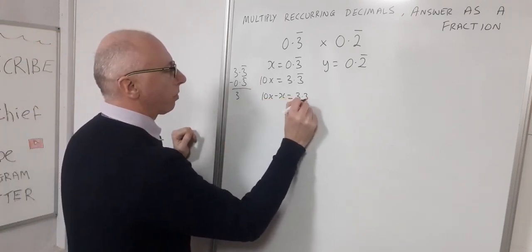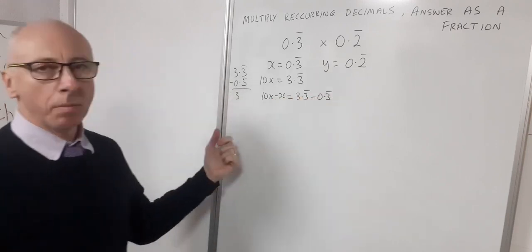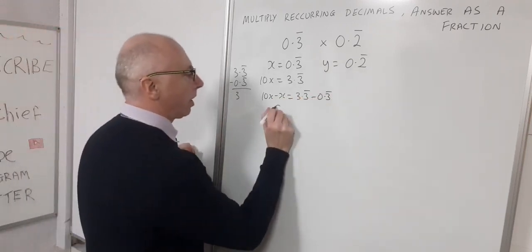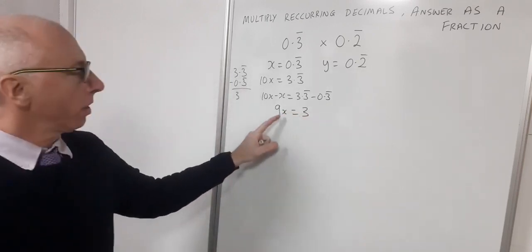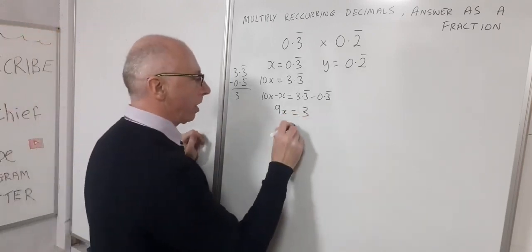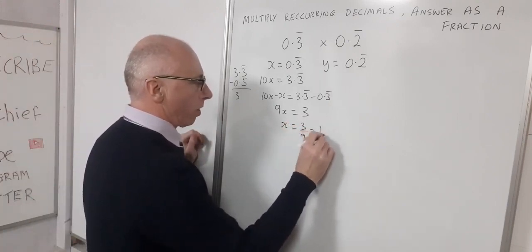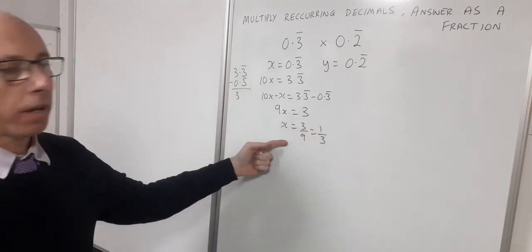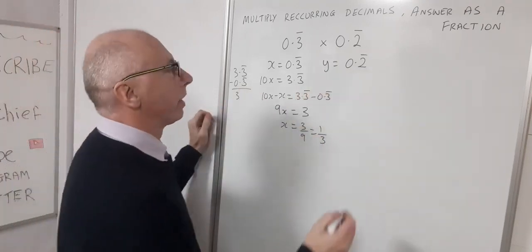So now 10x minus x equals 3.3 recurring minus 0.3 recurring. So simplify that off, we're left with 9x equals 3. So therefore, solving for that, x equals 3 over 9, which equals 1/3. So that's our x.